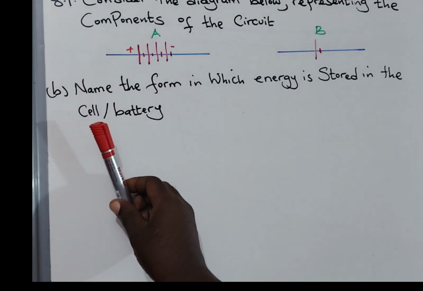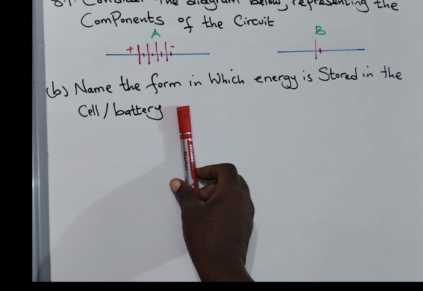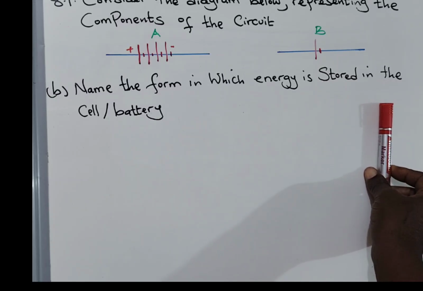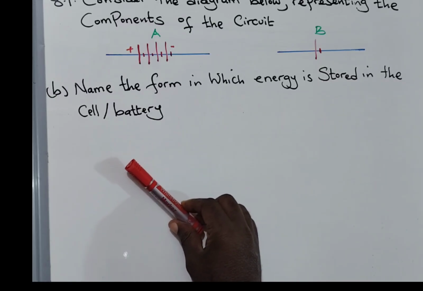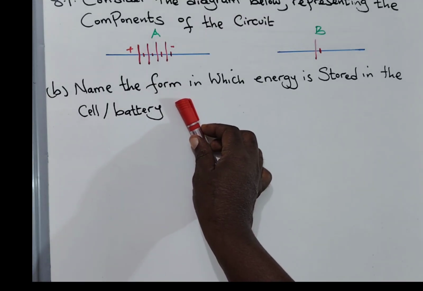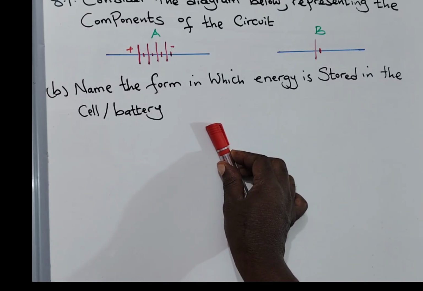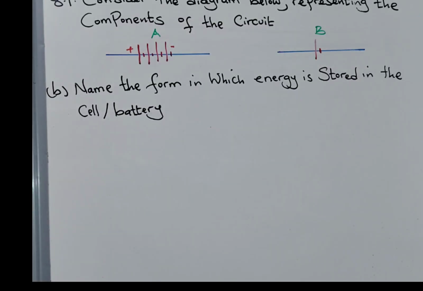Then we come to this one. It says, name the form in which energy is stored in the cell or battery. Here we have to know that energy has so many forms. But the kind of energy which is stored in the battery is called chemical potential energy.